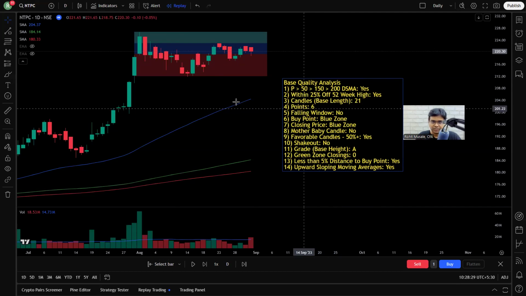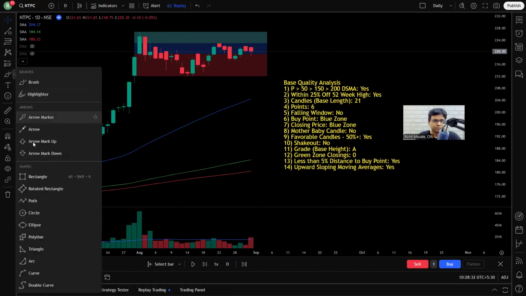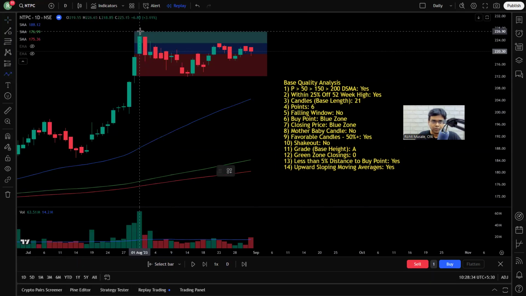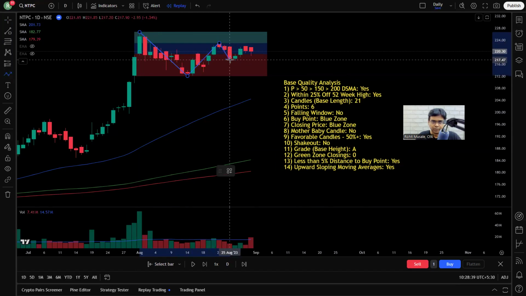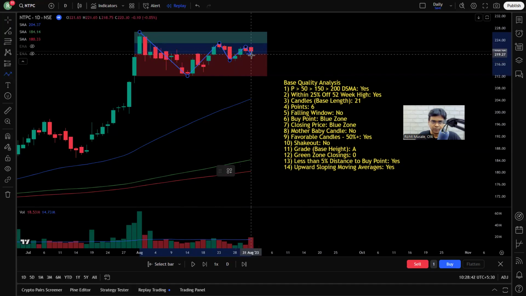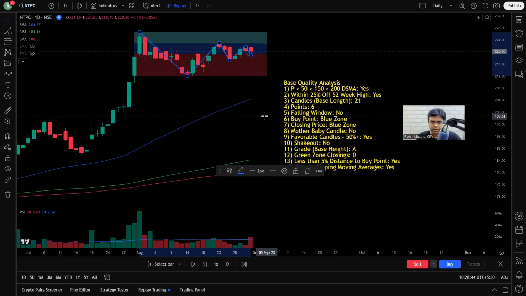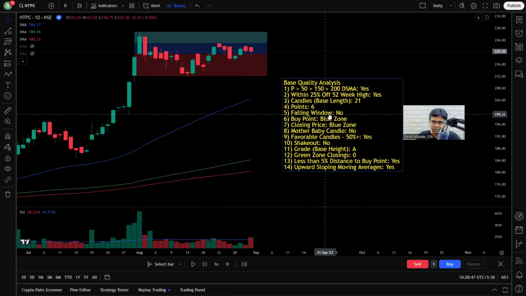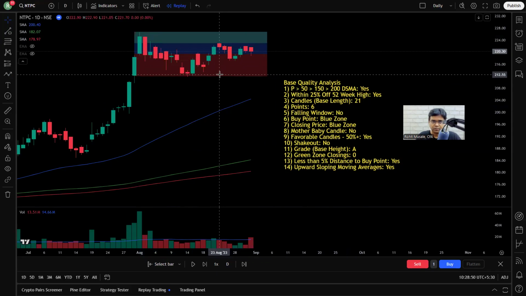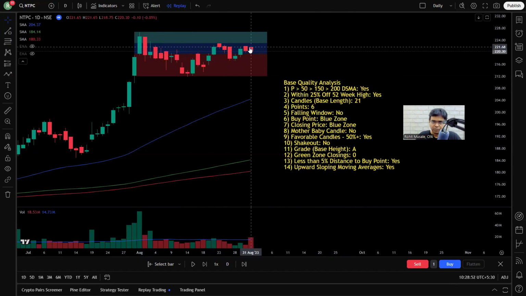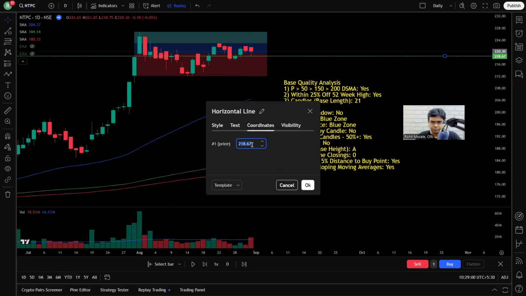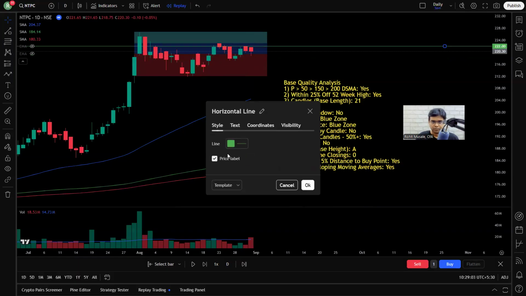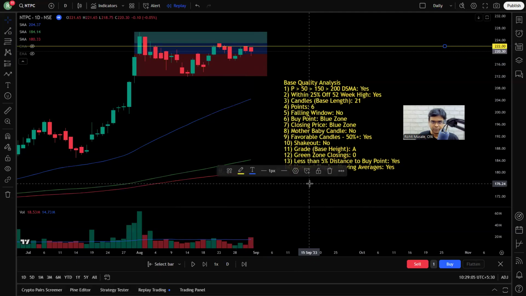Points in the base, 6. So let me draw the points for you. So point 1, point 2, point 3, point 4, point 5, point 6. Okay. 6 points in the base. Fantastic. Is there a falling window inside the base? No, there is no falling window. Buy point is in the blue zone. So the high of this candle, which is 222, that's the buy point. So 222, and yellow color, that's the buy point.